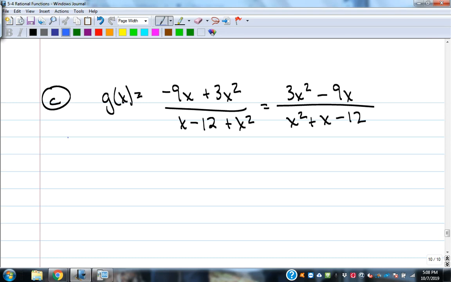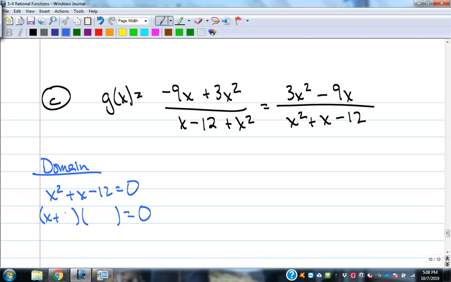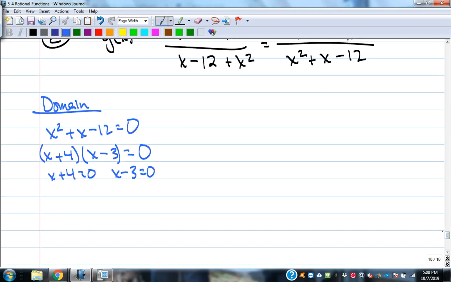And then what's the first thing I find? Domain. Denominator equal to 0. Factor it. Oops, this would be x plus 4, x minus 3. It multiplies to be negative 12, adds to be positive 1. So that's x equals negative 4, x equals 3. Those are the things that x cannot be in my domain.